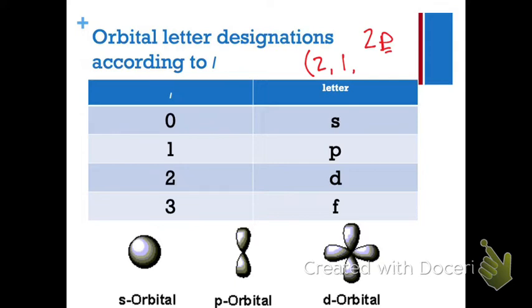Okay, so what if I said that my electron was in a 3d orbital? Well, how would my quantum number start? 3, 2. I don't know how to do the rest of it just yet, but I would start with 3 and then a 2. Questions with that? Okay.